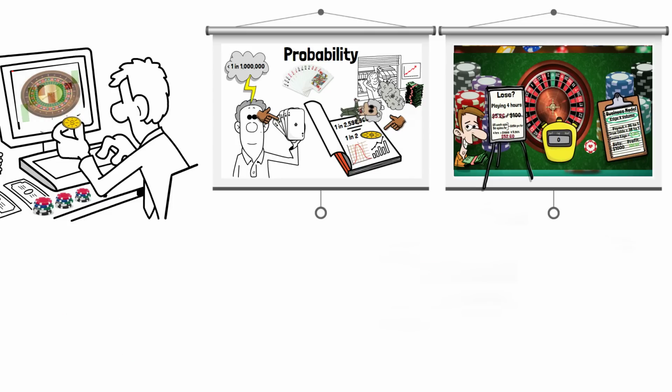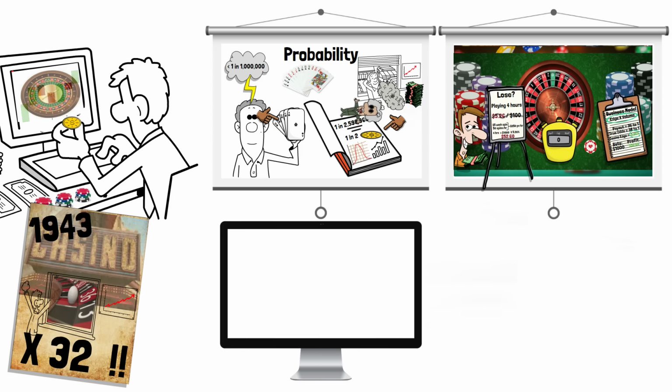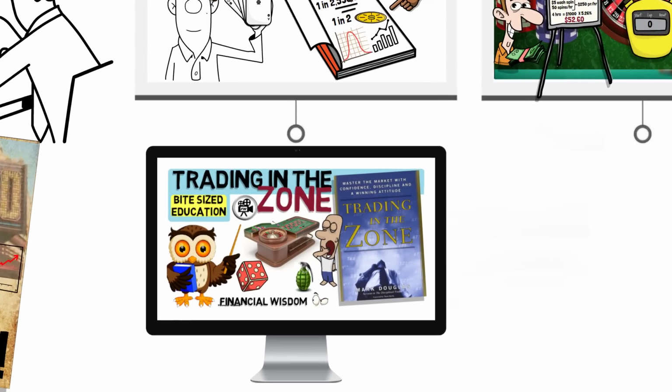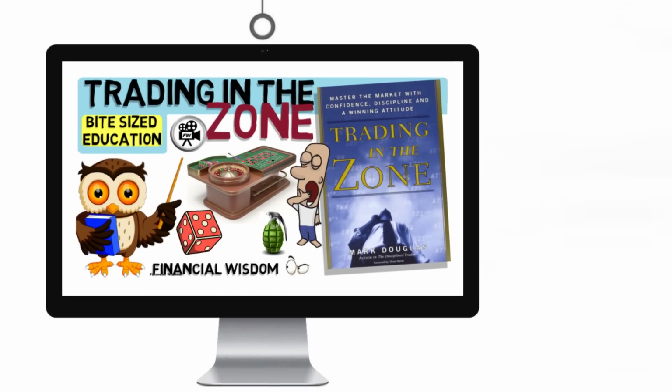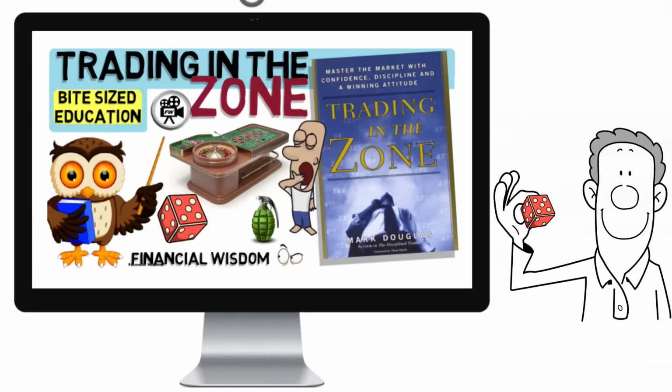Interestingly, the longest streak reported on a game of red or black on roulette was reported in 1943, when the colour red appeared 32 times in a row, proving that anything can happen even in a game of equal chance. Mark Douglas, author of Trading in the Zone, discusses this concept in detail. Once you truly understand probabilities and the randomness of any game of chance, the journey becomes far easier.